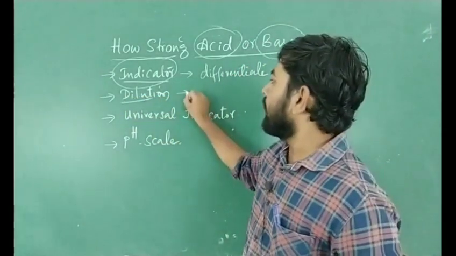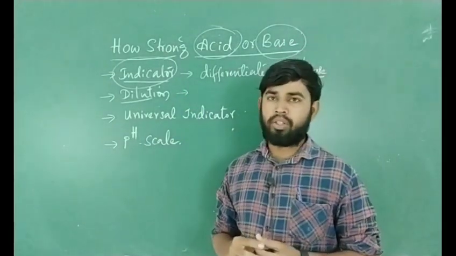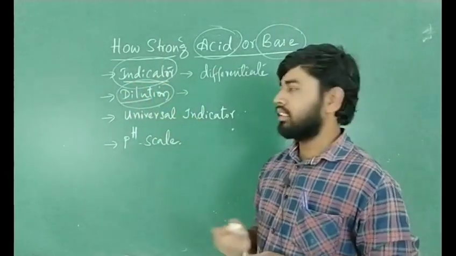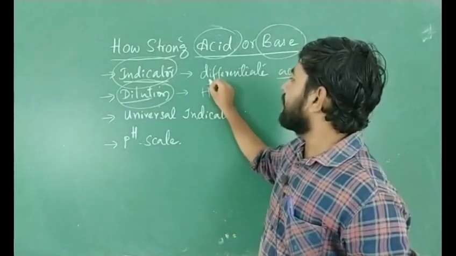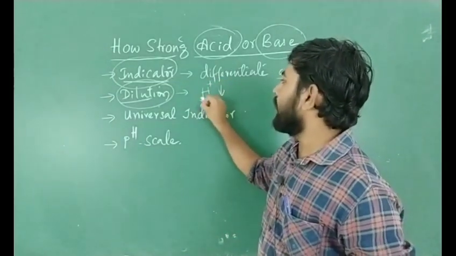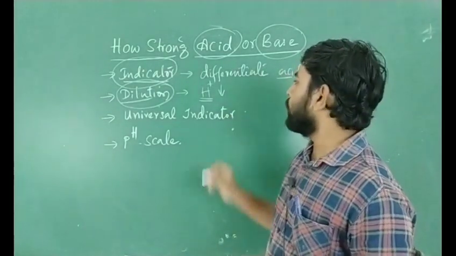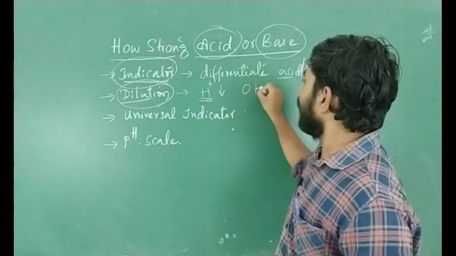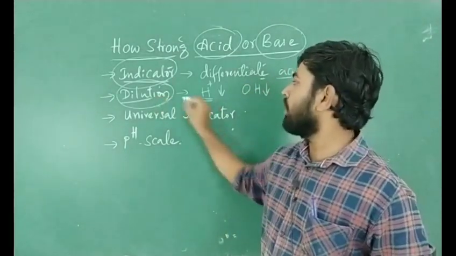As you know, in dilution what happens? There is a decrease in the concentration of the solute. Here we are going to do the dilution of acid. When we dilute an acid, there will be a decrease in the concentration of H plus ion, that is hydronium ion. Similarly, when you dilute a base, there will be a decrease in the OH minus ion concentration.